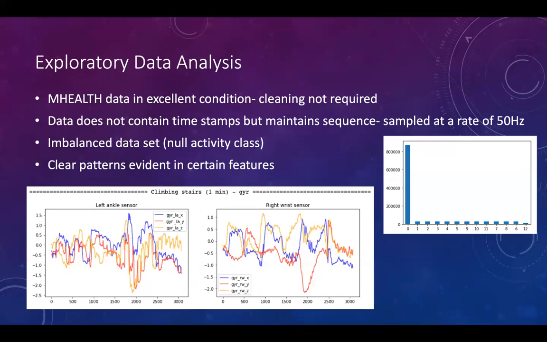The data was, however, very imbalanced in terms of the activity classes. So the null activity class had far too many observations. Essentially, I understand that in the experiment, it was probably noise. It was likely before or after these activities were performed. And so I knew that I needed to rebalance the data. And finally, I created several visualizations of the features, all 3 axes for each. And it became clear that I could see some patterns, as you can see below in this visualization.